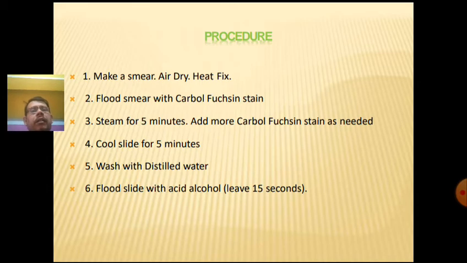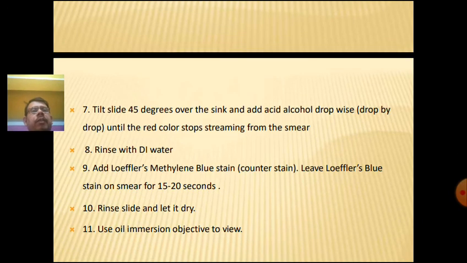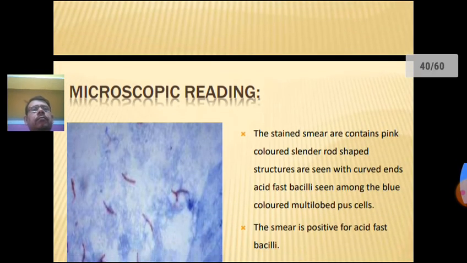Flood the slide with acid alcohol for 15 seconds. After that there will be a color change. If it is red color, it is acid fast. If there is no red color, tilt the slide at 45 degrees over the sink, let the alcohol drop, wash and rinse with distilled water. Flood the smear with methylene blue stain for 15 to 20 seconds and rinse the slides. Dry them for oil immersion objective view.